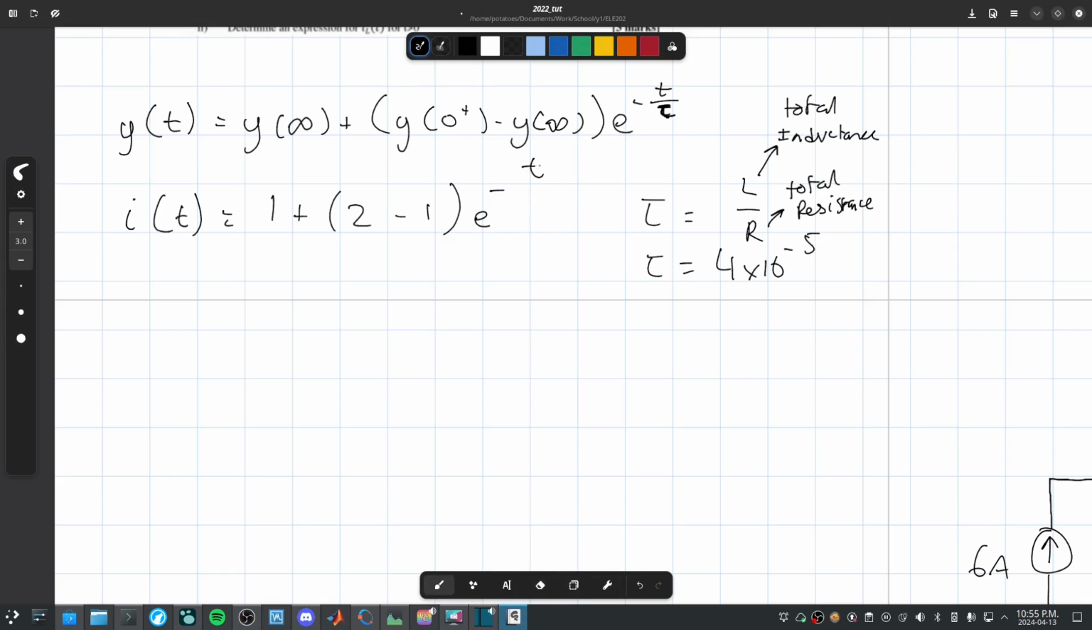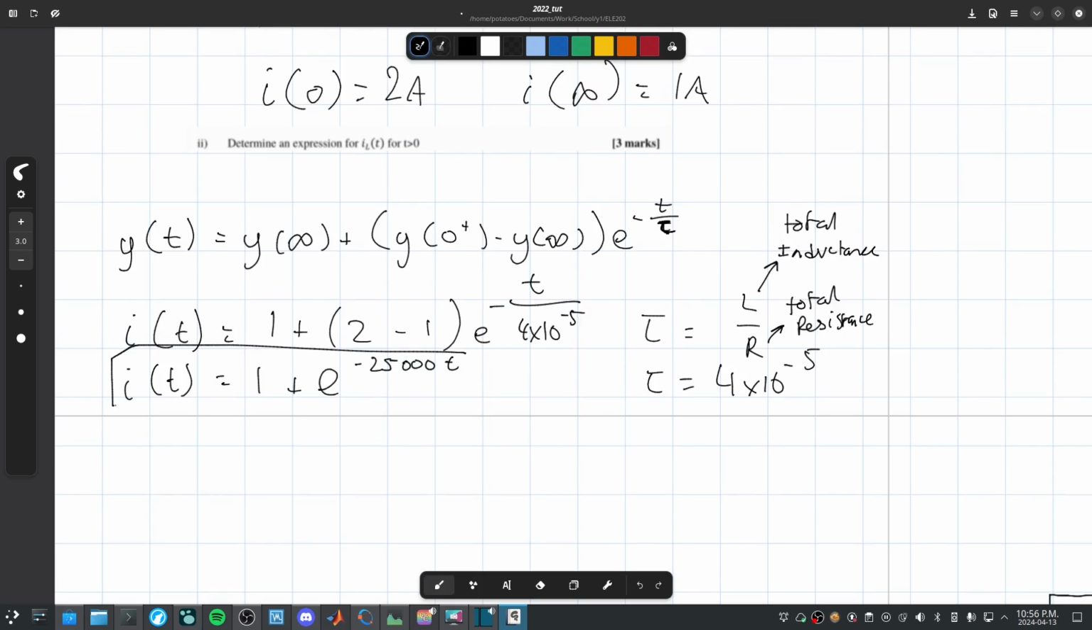So we formed this formula that's time over 4 times 10 to the negative 5. Now, to make our lives a little bit nicer, we can move this upwards. If you put in your calculator 1 over 4 times 10 to the negative 5, you get 25,000. So let's simplify that out. That's 1 plus, we can get rid of this because that's just 1, e to the negative 25,000 t. So all we did is move this up by reciprocating it, right? So this is our expression for IL for t greater than 0.